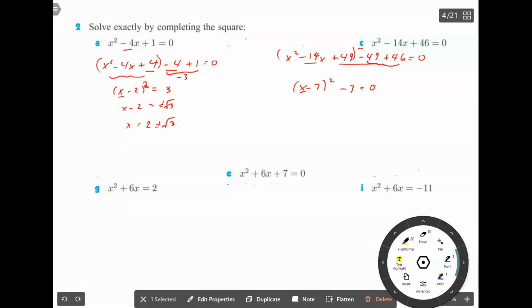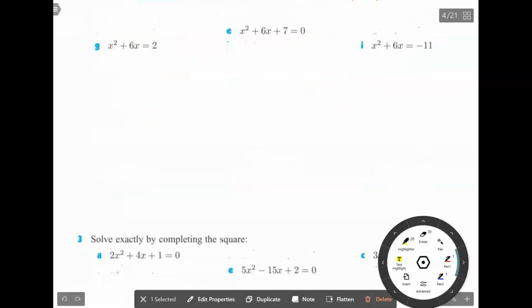Now I'm going to solve for x. So I add 3 to both sides. I get x minus 7 quantity squared equals 3. Now I square root both sides. x minus 7 equals plus or minus the square root of 3. Now I add 7 to both sides. x equals 7 plus or minus the square root of 3.